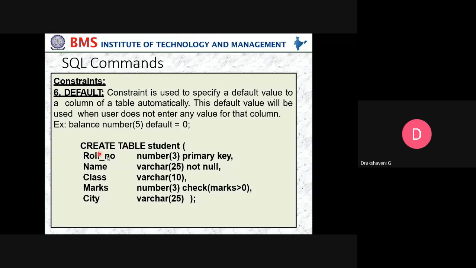Create table student: roll number number 3 primary key, name varchar and not null, class varchar, marks number check marks greater than 0, city varchar 25. That's what is a default.